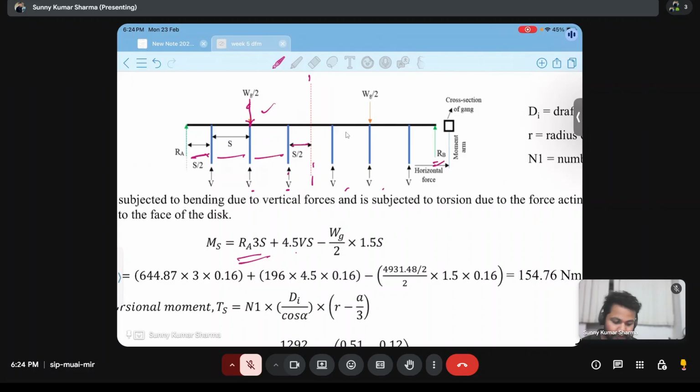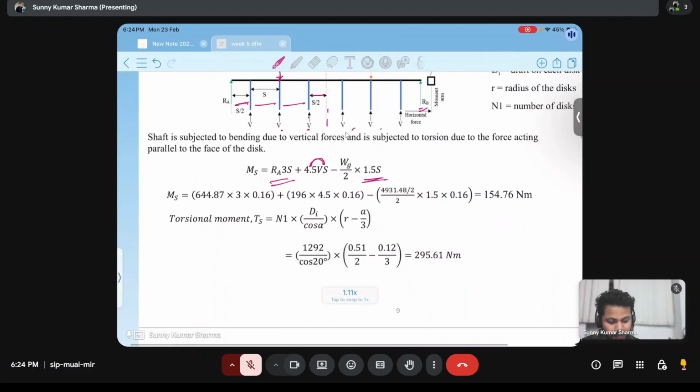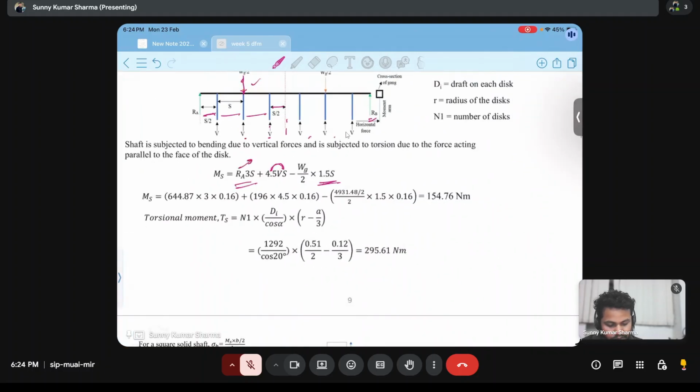In the same way, V will be acting at 4.5s distance, and Wg by 2 will be acting at 1.5s. So we have calculated the Ra value, we have calculated this V value, Wg value we know, and the spacing, what is the spacing, that we also know. So this will be the bending moment acting on this shaft.